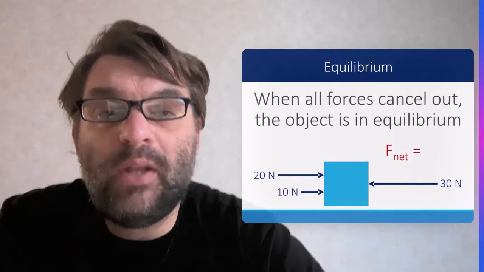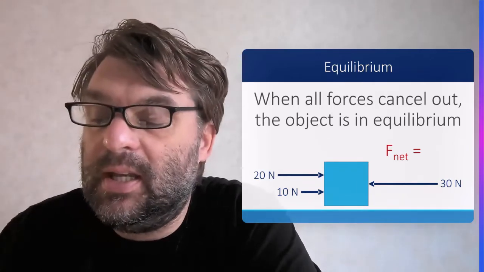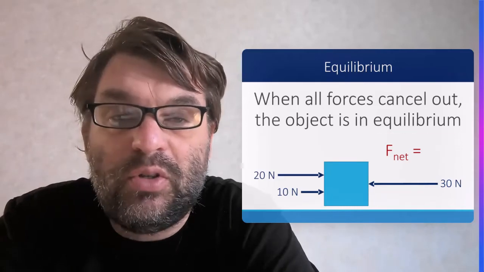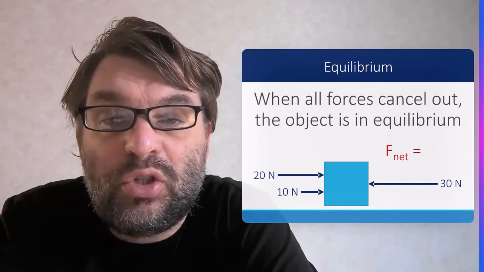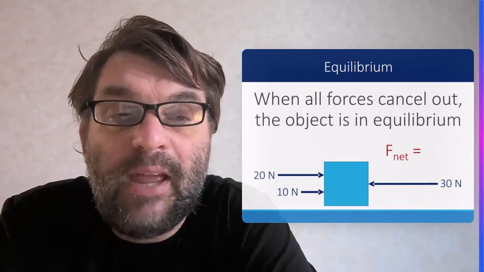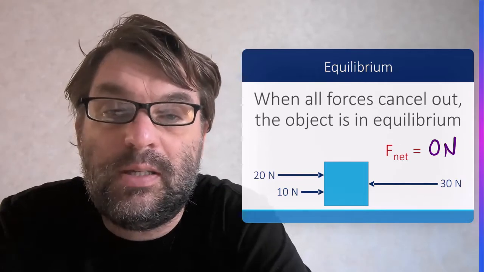So when all the forces on an object cancel out, we say that the object is in equilibrium. That's when the net force equals 0 newtons. So you see that in the example here, there's 20 plus 10, 30 newtons on the left, 30 newtons on the right. The two cancel out, so the net force is 0.